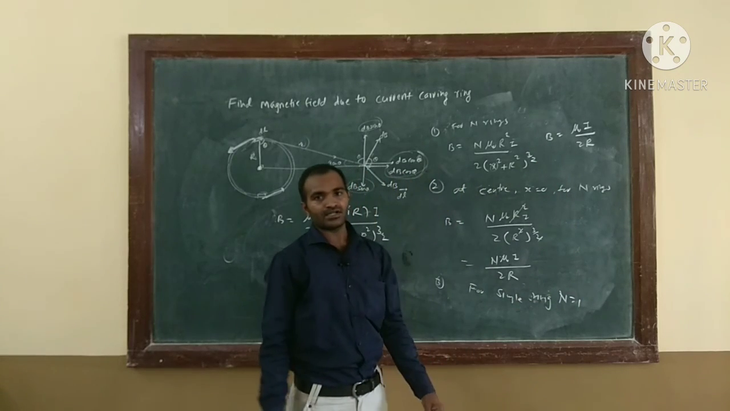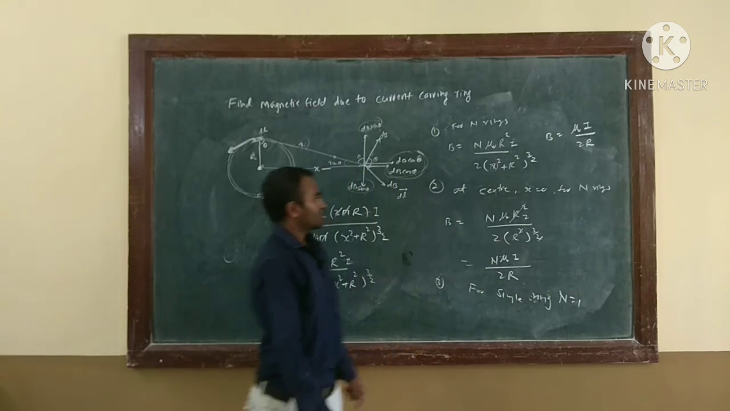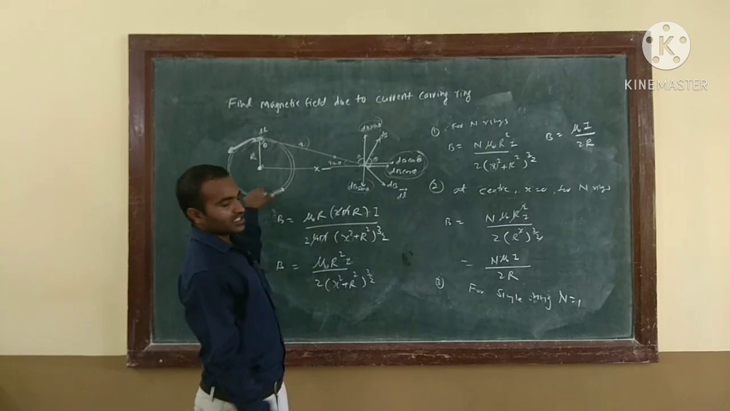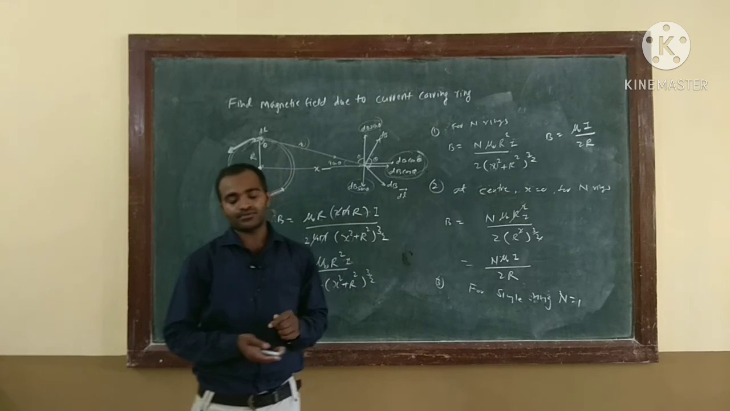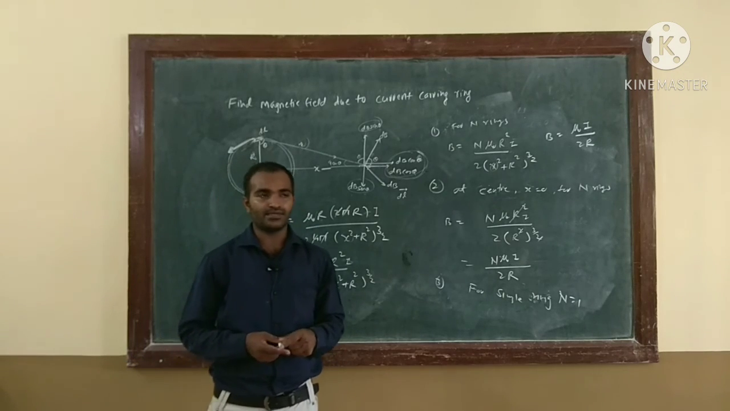So these are the different cases for the magnetic field due to a current carrying ring. Hope you have understood it. If you haven't understood anything, you can ask me. Thank you.